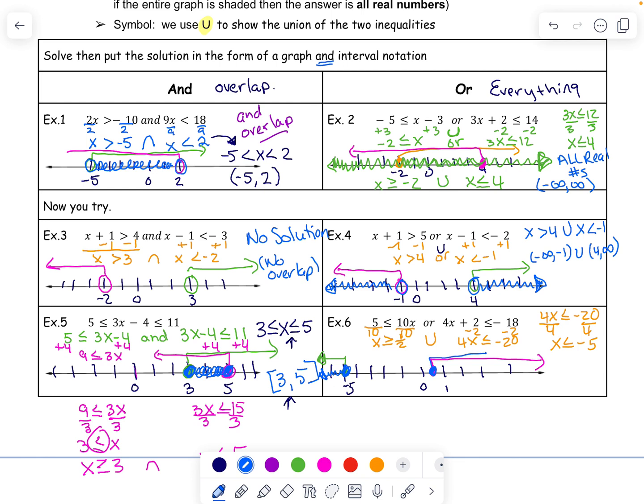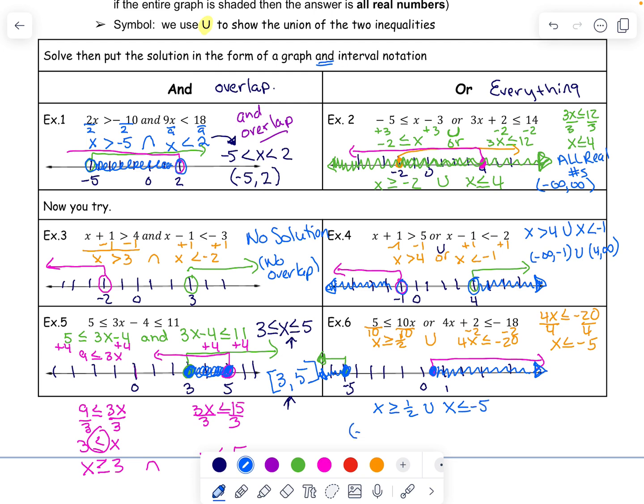And then from 1/2, go, oops, I didn't mean to do that part. Let's see if I can just erase that, because I don't really want it up there. From right here, I'm taking all of this pink. Okay, so we can write this as x is greater than or equal to 1/2 in union with x is less than or equal to negative 5.